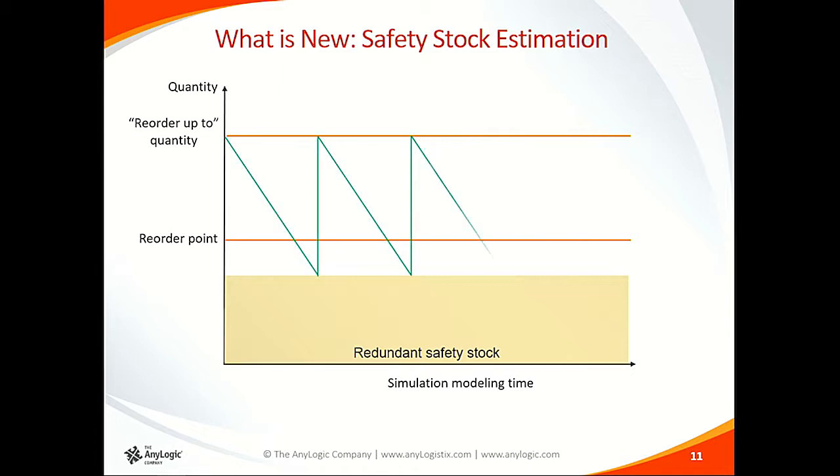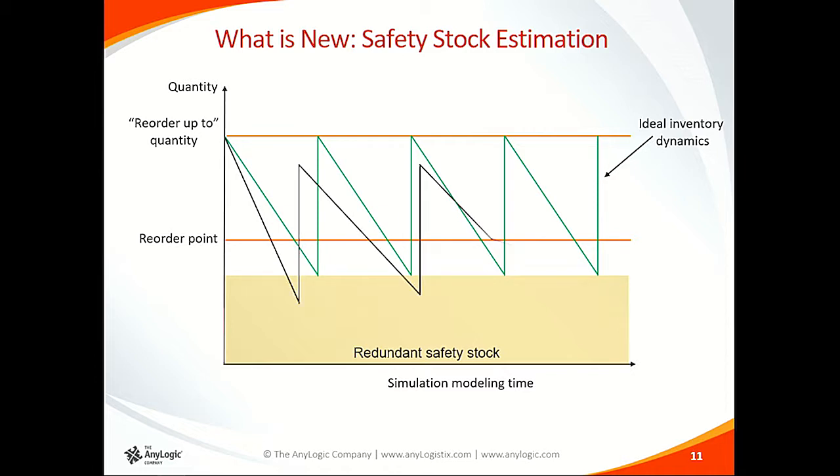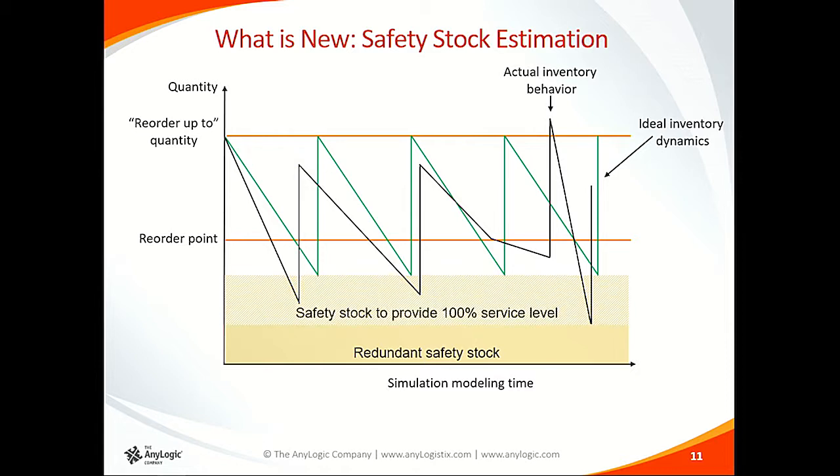If we have an ideal inventory dynamics, it will look like that. And once we introduce variability, it may look, for example, like that. At the end of the simulation run, we measure how much of our redundant safety stock was used during that simulation experiment, and based on that value, we will recommend the safety stock to use in your system.